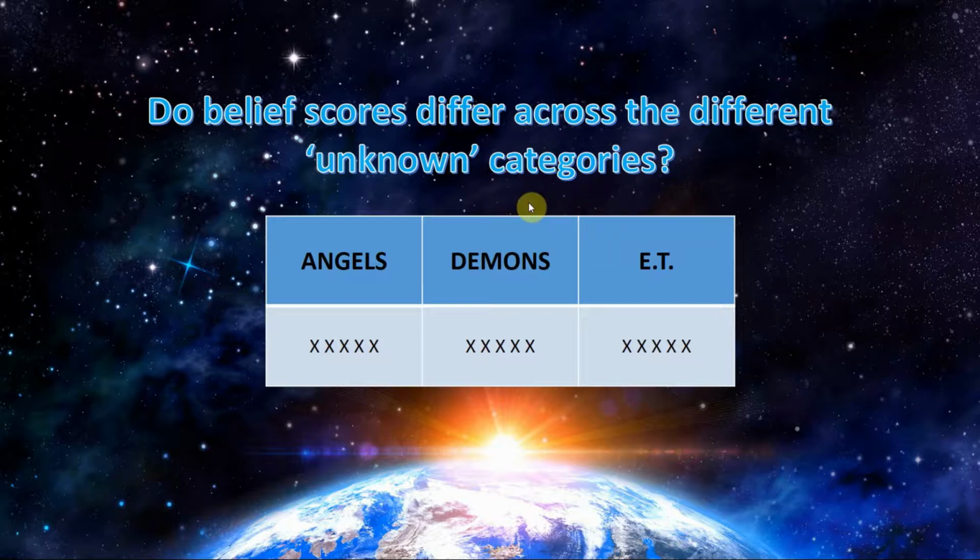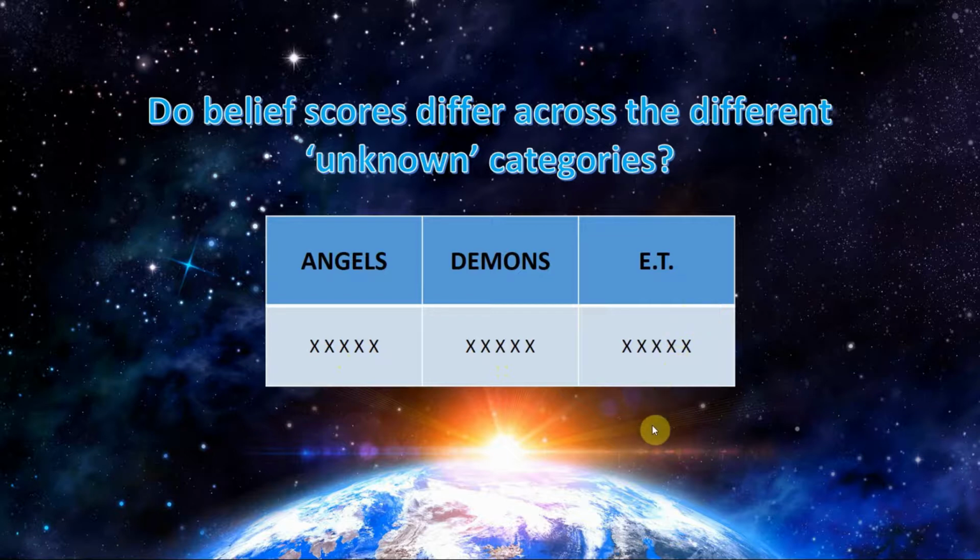Now, it's a repeated or within subjects ANOVA because everybody answered the question about angels. So everybody was in this group where they generated a belief score. We asked them to what extent they believe in the angels. Same thing here. Everybody was asked the question about demons, so they were in this group as well, and they provided us with a belief score. And then the same thing with extraterrestrials.